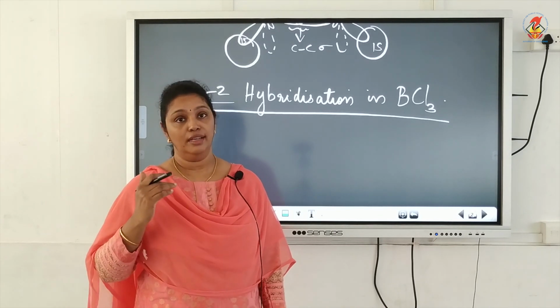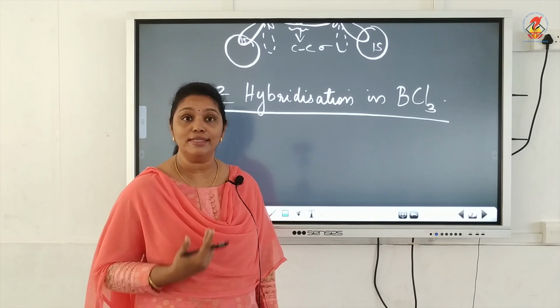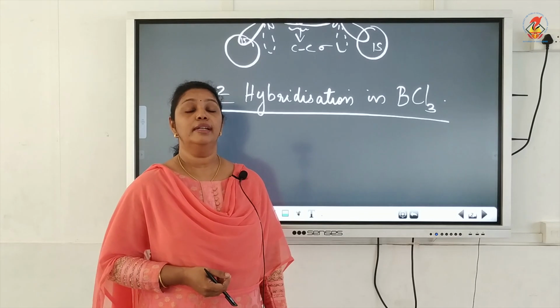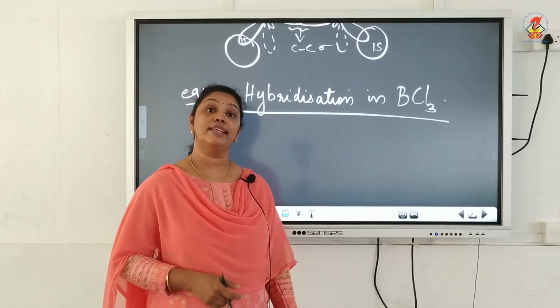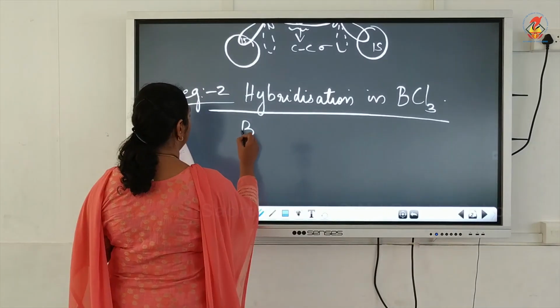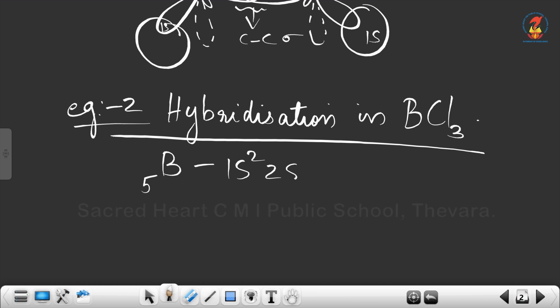a trigonal planar shape with 120-degree bond angle. So the same applies here, but here the explanation is based on hybridization. Now we know that in BCl3 the central atom is boron. We know that the atomic number of boron is 5, so its electronic configuration is 1s2, 2s2, 2p1.